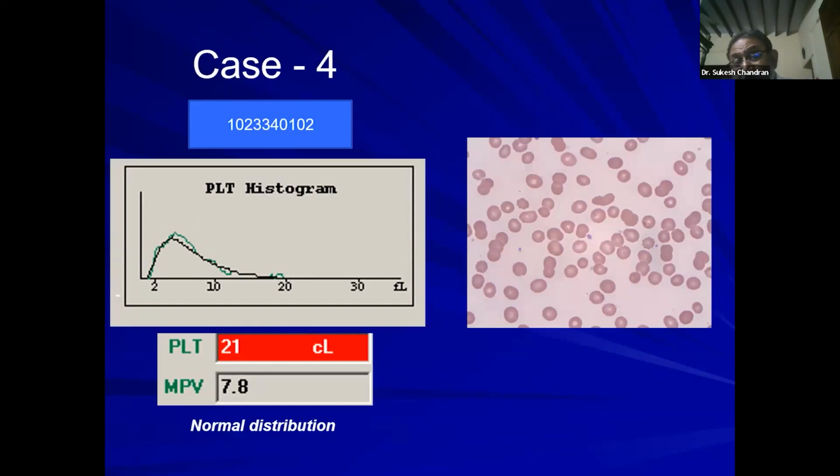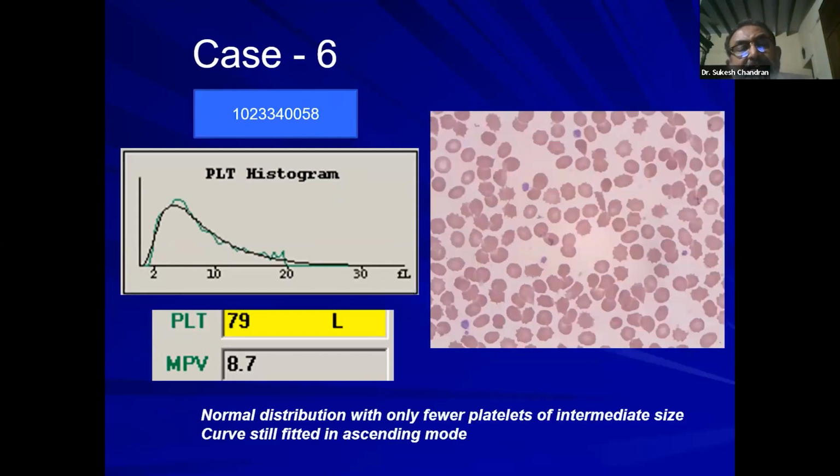You will say, please look at the smear. I will not look at the smear because I look at the histogram. The majority of the platelets are less than 10 femtoliters and the distribution is normal. Platelet count, even if I look at the smear, is not going to be more or less than 21,000. There are some events which can happen.